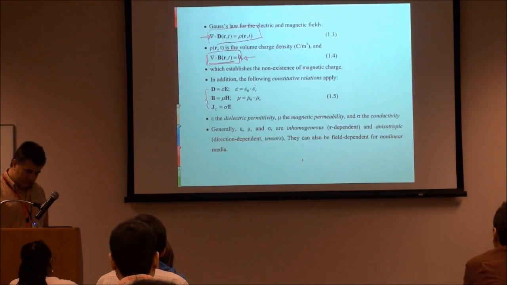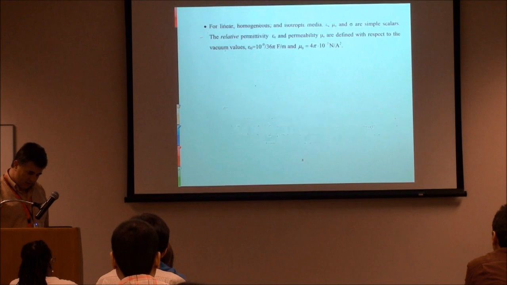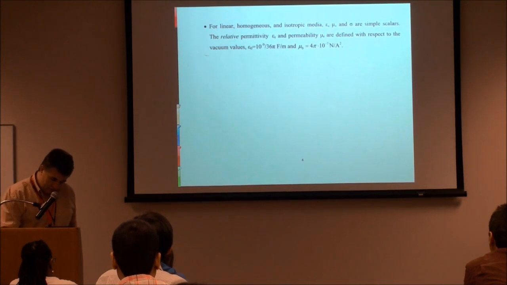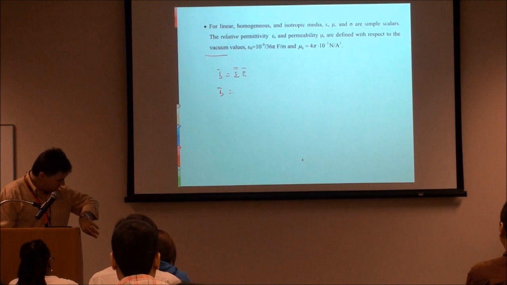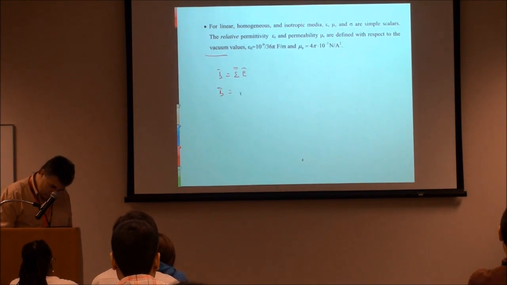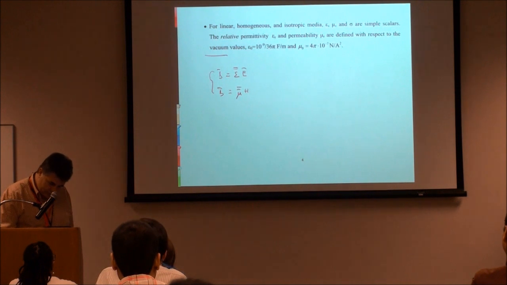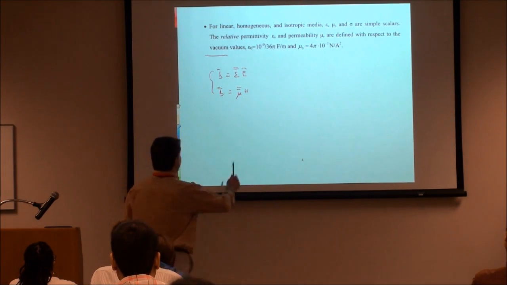Before we go to the boundary conditions, let's stop here for a while. We have the material part. So we have D equals epsilon times E, and we have B equals mu times H. What does it mean that I put these two bars here? What do you think?